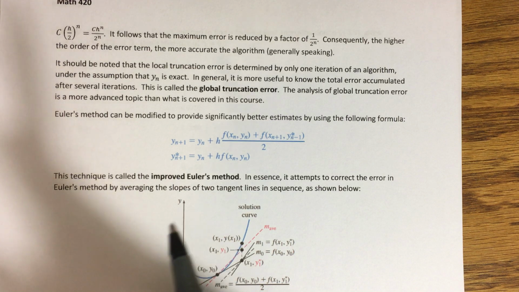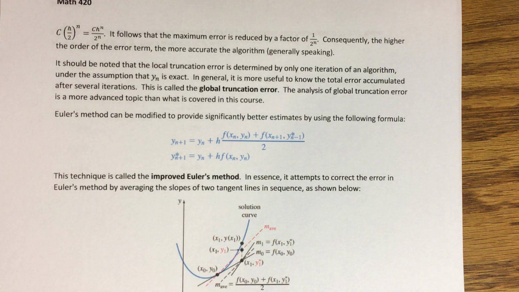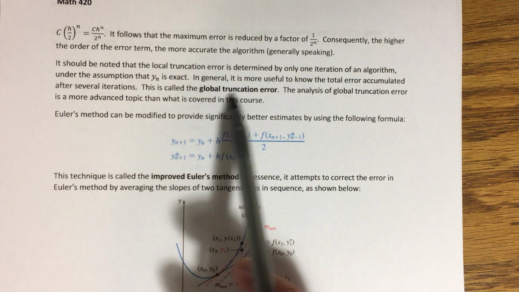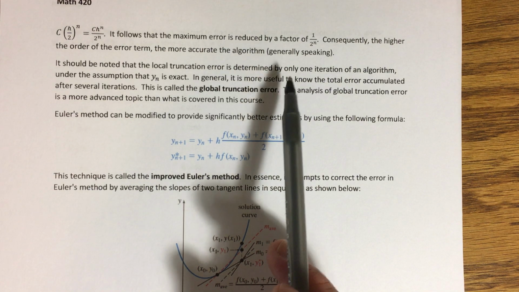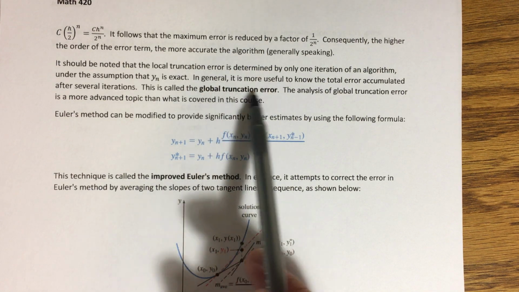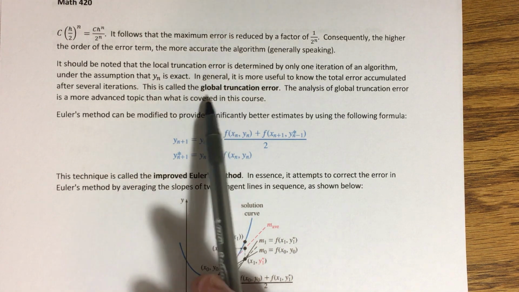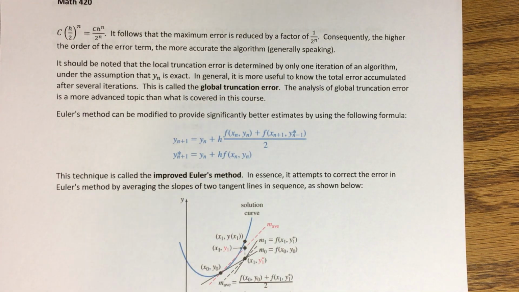And our local truncation error only looks at one iteration of that algorithm, and it also assumes that the initial value that you're starting with is exact. So it doesn't really answer the question of what the total error will be over the entire run of that algorithm if it takes multiple steps. Global truncation error does describe that, but analyzing that requires things that are beyond the scope of this course. So we're not going to talk about that here. I just wanted to give the definition.